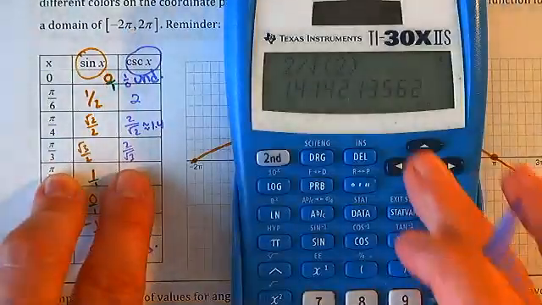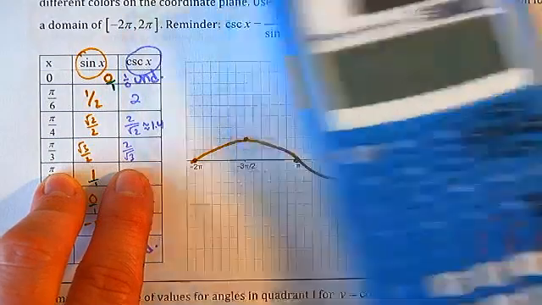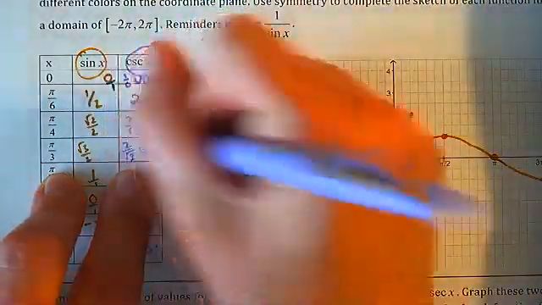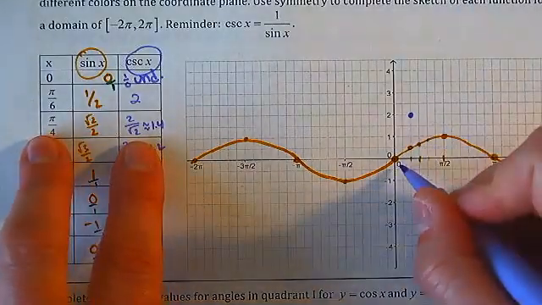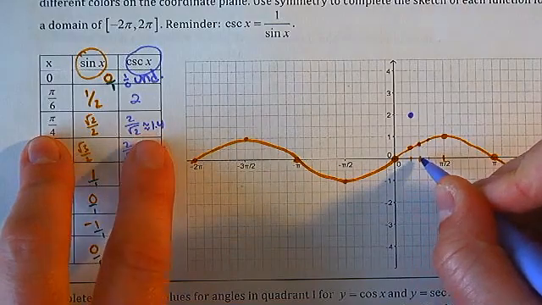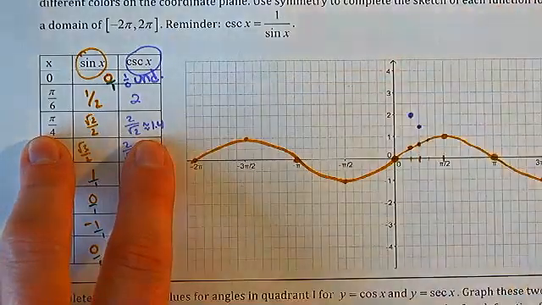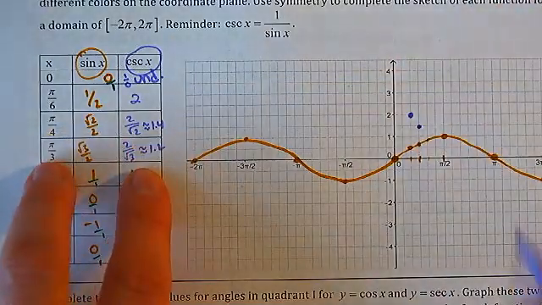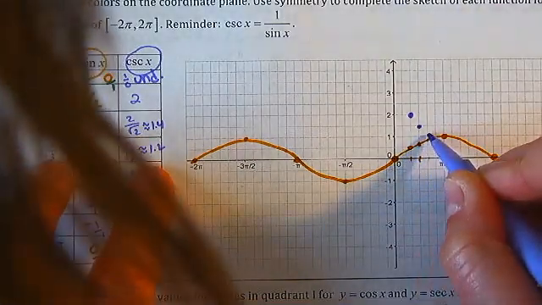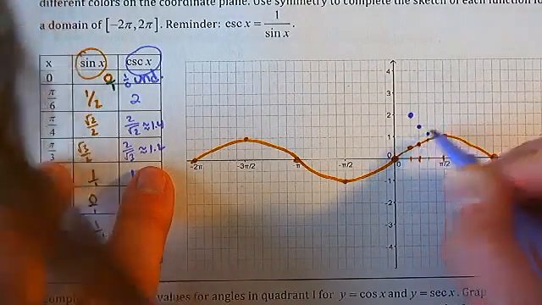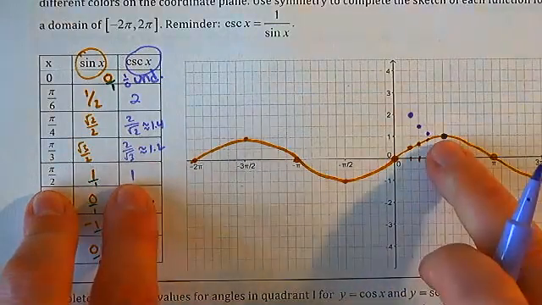Okay, and then 2 over root 3 is about 1.2. Okay, so at pi over 4, which is 3 boxes over, we are up 1, almost 1.5. And about there. And then at pi over 3, which is 4 boxes over, we are at 1.2, so just above the 1. And then at pi over 2, we're at 1. So that point's actually the same.